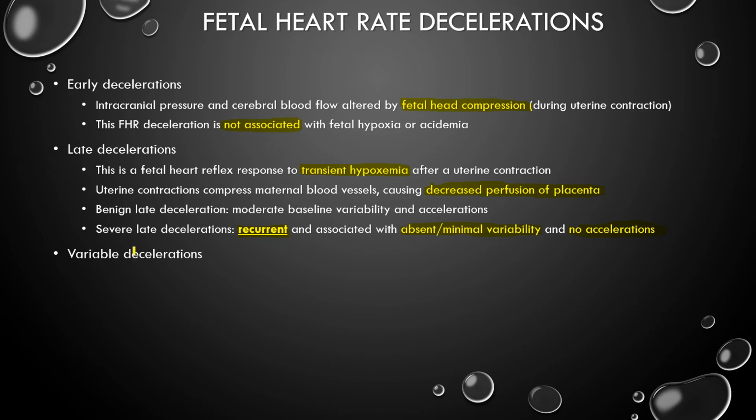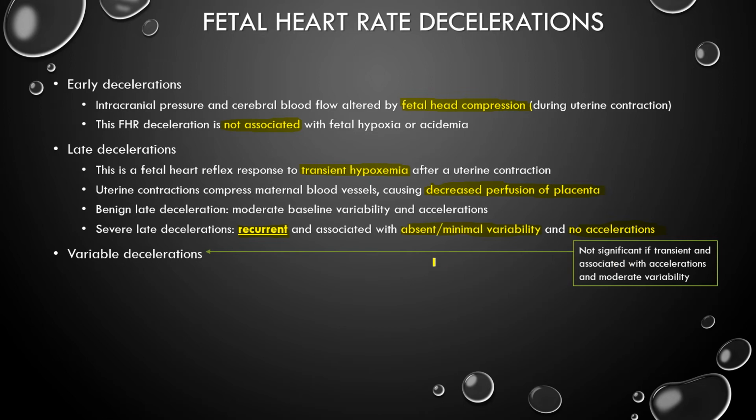Now variable decelerations. We talked about early and we talked about late. Now let's talk about what variable means. So this, just like early decelerations, can be completely normal. It's normal and not significant if it's transient, as in not recurrent, and associated with accelerations and moderate variability. So variable decelerations are usually okay unless they're associated with major problems.